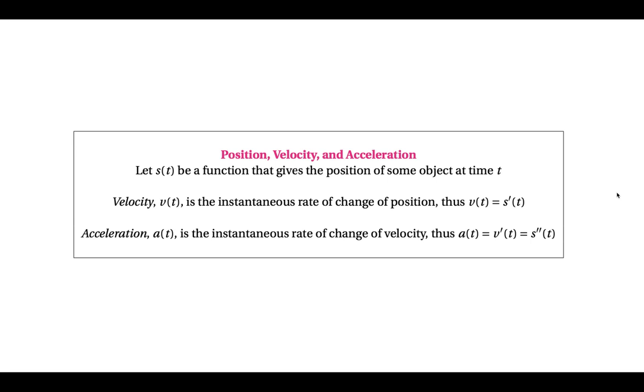Now, the other application we're going to look at today involves position, velocity, and acceleration. If s of t is the function that gives the position of an object at time t, then v of t, which is the first derivative of s of t, first derivative of the position, is going to be the instantaneous change of the position, which is going to give us velocity. Acceleration, which is the instantaneous rate of change of velocity, is going to be the first derivative of the velocity function, which means it's the second derivative of the position function.